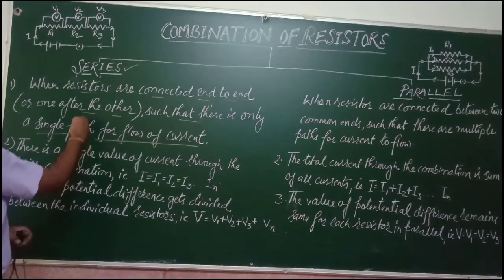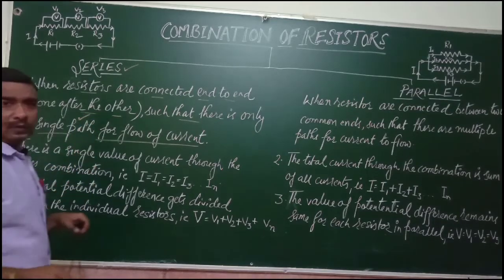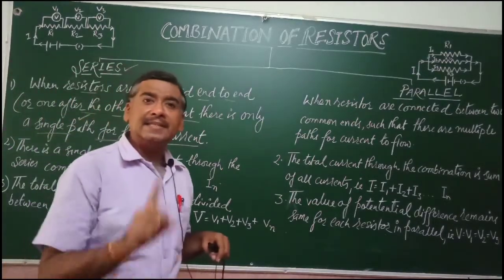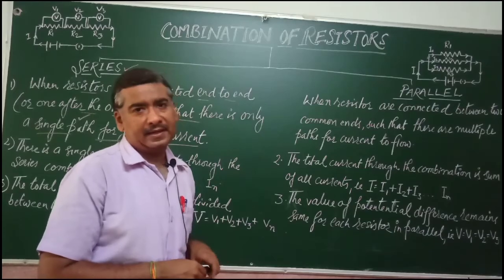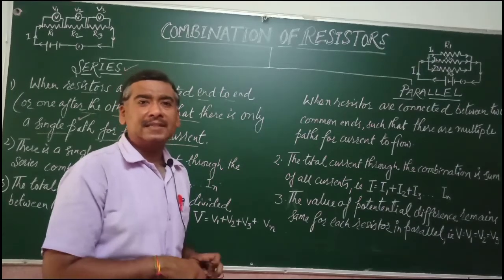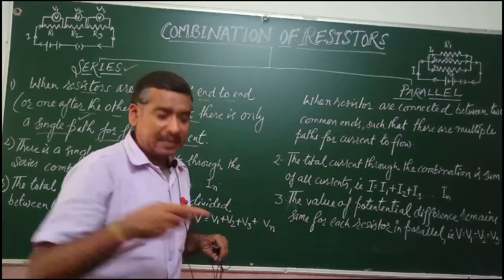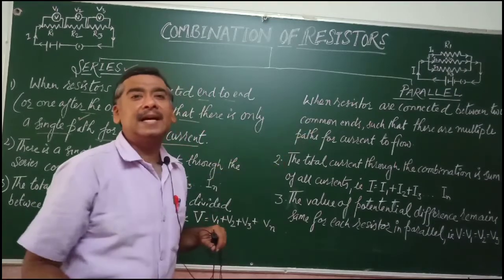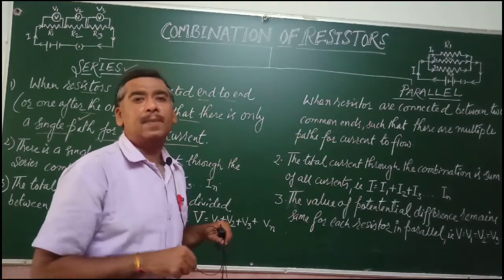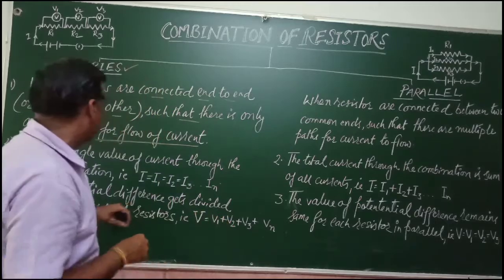This is very important. In series combination, there is a single path for flow of electric current, because all the resistors are connected one after the other such that there is only one single path for flow of electric current. So this is very important.